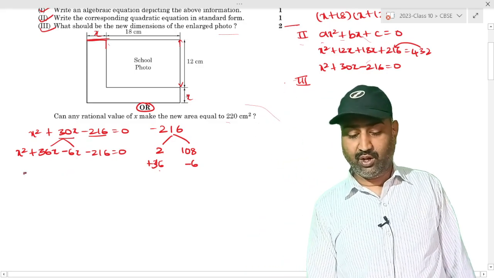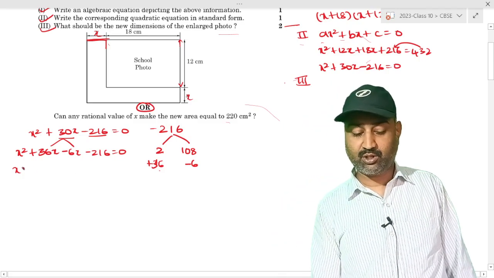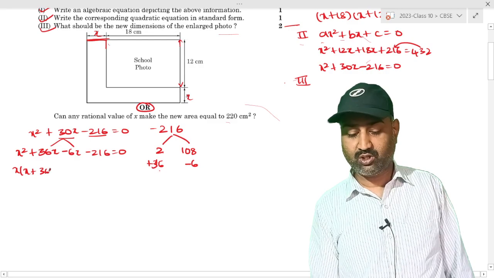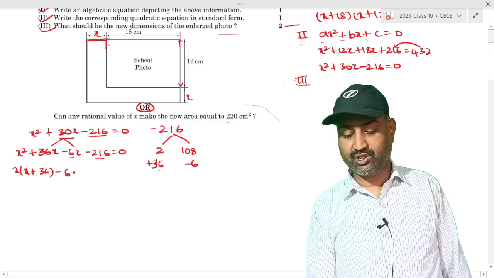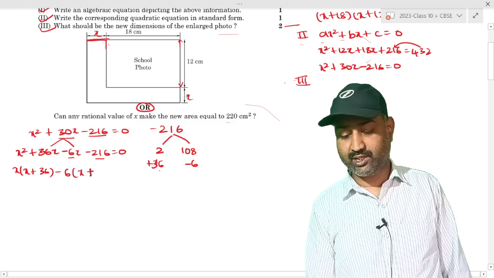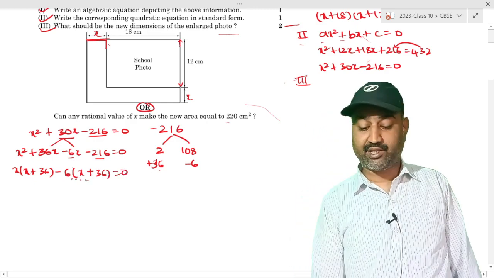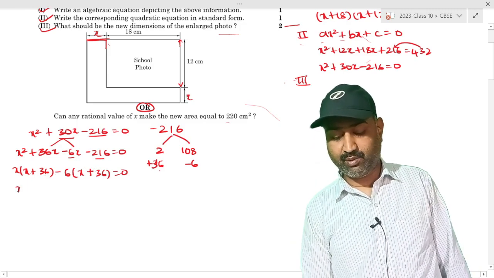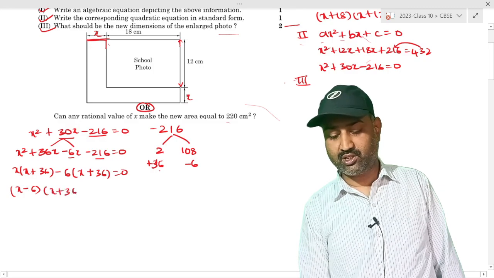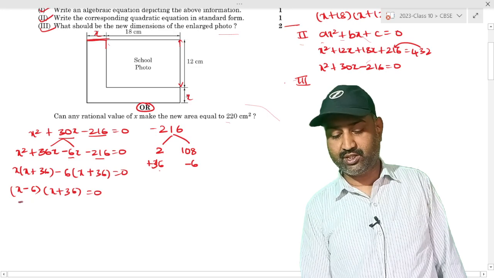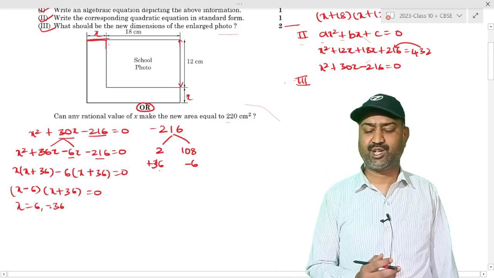Now, I'll take x common out here. x plus 36. I'll take 6 common out here because it's a factor of 216. 6 into x minus x plus 36 is equal to 0. Minus 6 into x is minus 6x. Minus 6 into 36 is minus 216. Now x minus 6 and x plus 36 is equal to 0. Therefore, x is equal to 6 and minus 36. Minus 36 is not possible because dimensions cannot be negative.